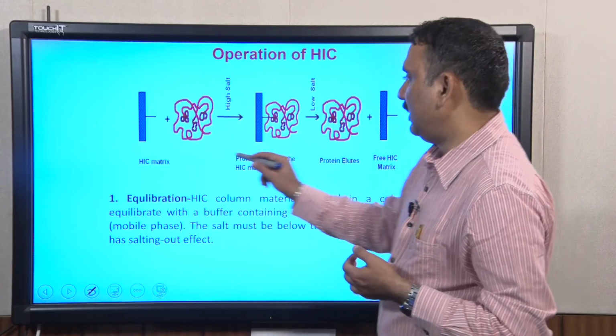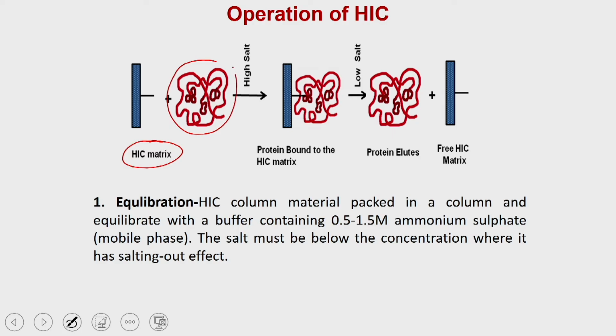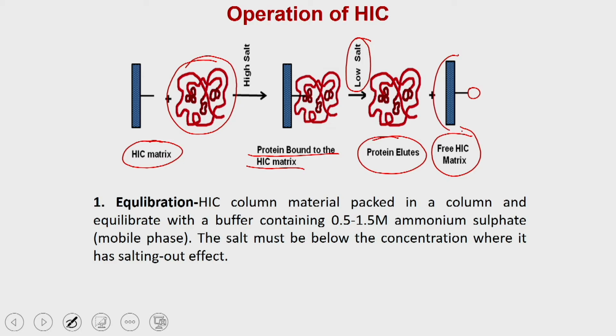So, this is what you have: a HIC matrix, and you add your protein which has already been incubated with high salt. Once you put it under high salt, the protein will bind to the HIC matrix, and then you do a washing step, and then you reduce the salt concentration. As soon as you reduce the salt concentration, the protein is eluted and leaves your HIC matrix, which can be used for the next round of chromatography.